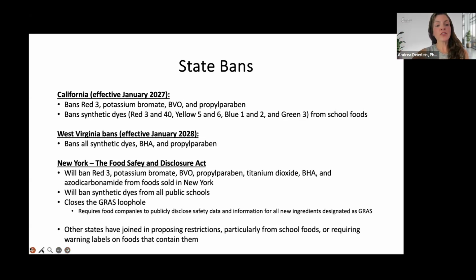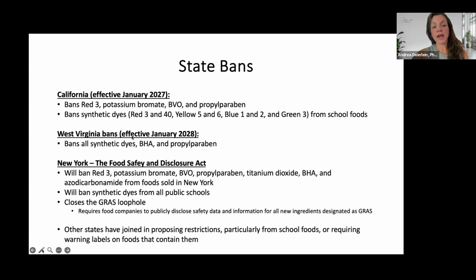So both California and West Virginia seem to be some of the more progressive states. California has banned Red 3, potassium bromate, brominated vegetable oil, as well as propylparaben from the food supply. This is effective in January 2027. So foods can't be sold in California if they contain these food additives. And they also ban synthetic dyes from school foods.